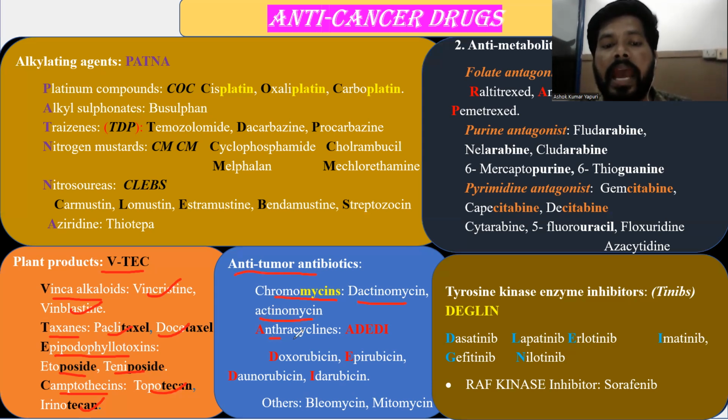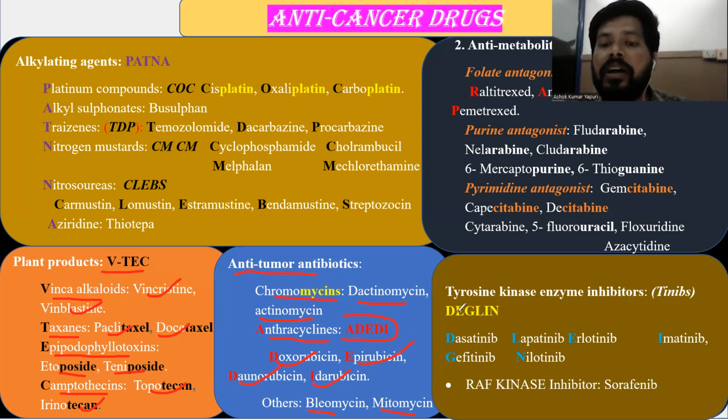And next are anthracyclines with the trick ADDI. A means anthracycline, D means doxorubicin, E means epirubicin, D means daunorubicin, I means idarubicin. And another category of antibiotics includes bleomycin as well as mitomycin. Bleomycin is generally called a copper chelate, a complex of copper chelate.